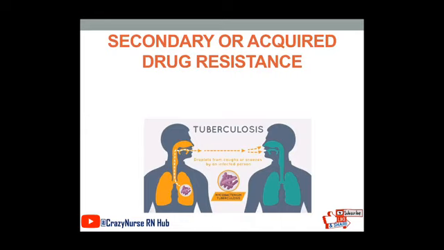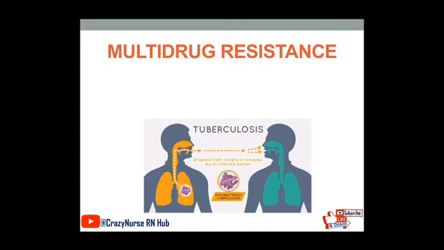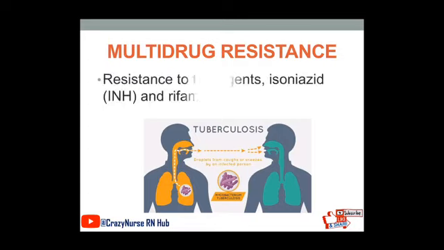We also have the secondary or acquired drug resistance. Resistance to one or more anti-TB drugs in patients undergoing therapy. We also have your multi-drug resistance. Resistance to 2 agents, isoniazid and rifampicin. The populations at greater risk for multi-drug resistance are those who are HIV positive and institutionalized or homeless.